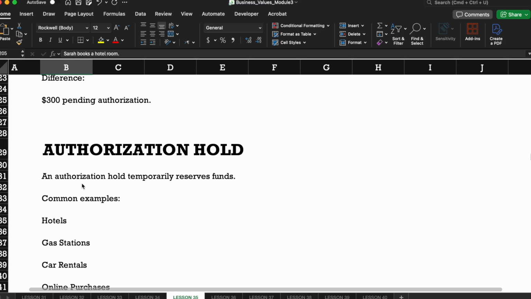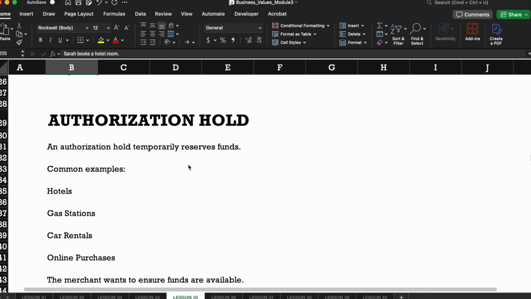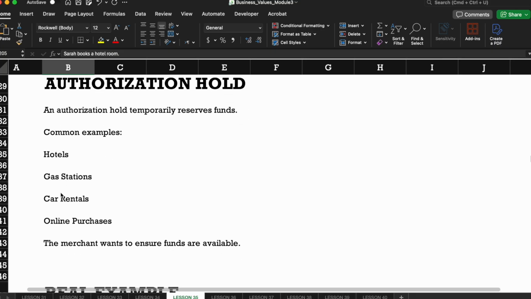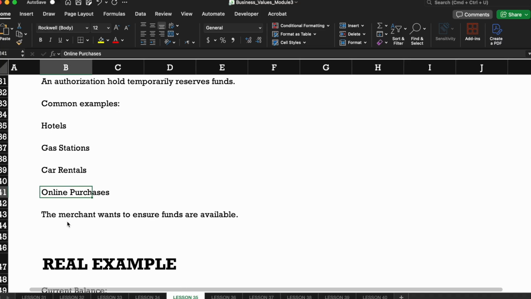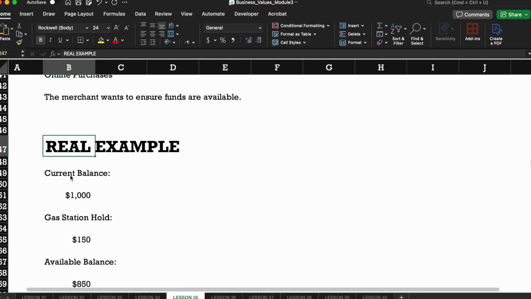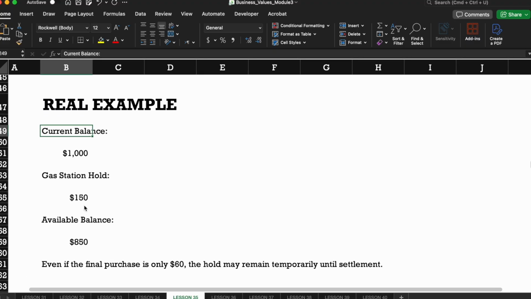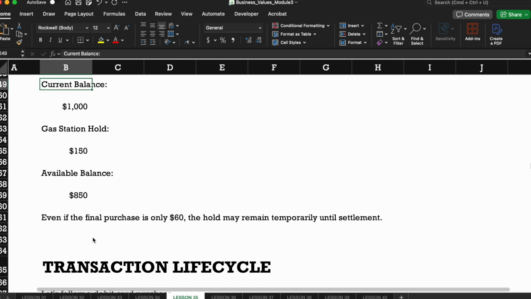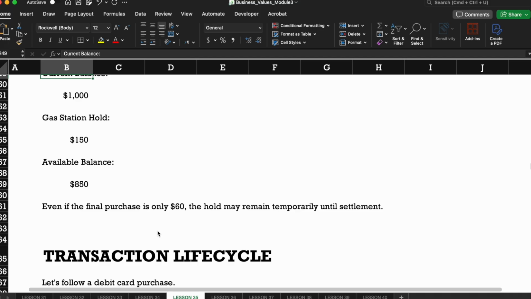Authorization hold temporarily reserves funds. Common examples: hotels, gas stations, car rentals, online purchases. The merchant wants to ensure funds are available. Real example: current balance 1000, gas station hold 150, available balance 850. Even if the final purchase is only 60, the hold may remain temporarily until settlement.